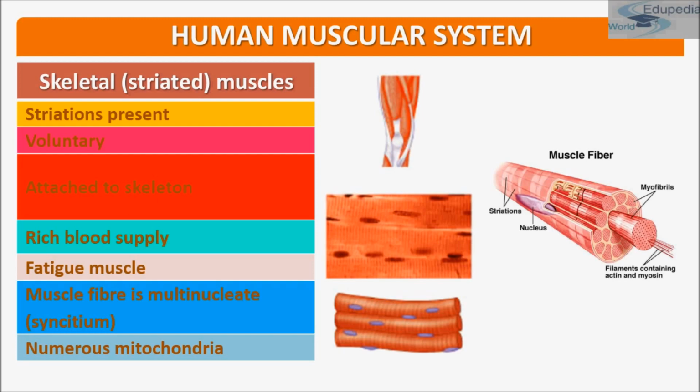Skeletal muscles often work in pairs, such as biceps, which bends the arm, working with triceps, which straightens the arm. So you can say that skeletal muscles often work in pairs, such as biceps that bends the arm, which works with triceps, which straightens the arm. Okay.